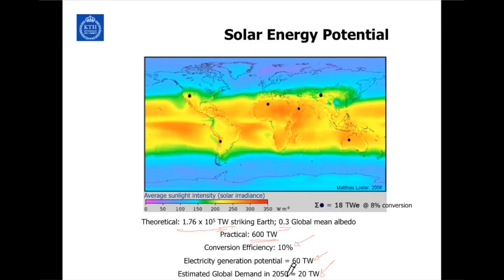And the estimated global demand is about 20 terawatts in 2050. So you can see that there is plenty of insolation hitting the earth, and if you use a simple conversion efficiency of 10%, you can essentially run the entire electricity generation using photovoltaic panels. Now, the question is the cost of the photovoltaic panels put all over the earth.